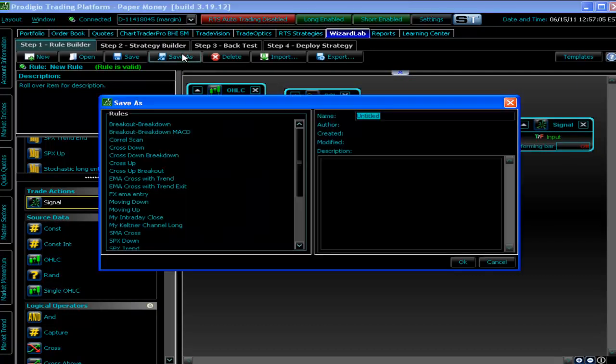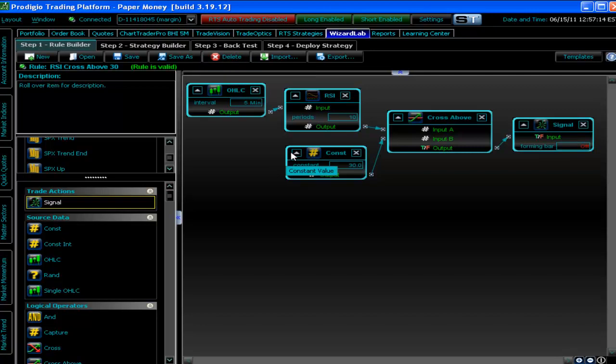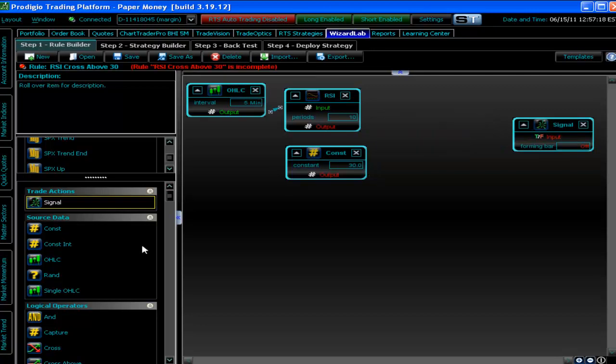All right, so I'll save this as RSI cross above 30. And let's see, I was focusing on the short rule, so let's just use the short rule because I need to wrap this up. So let's say cross below.